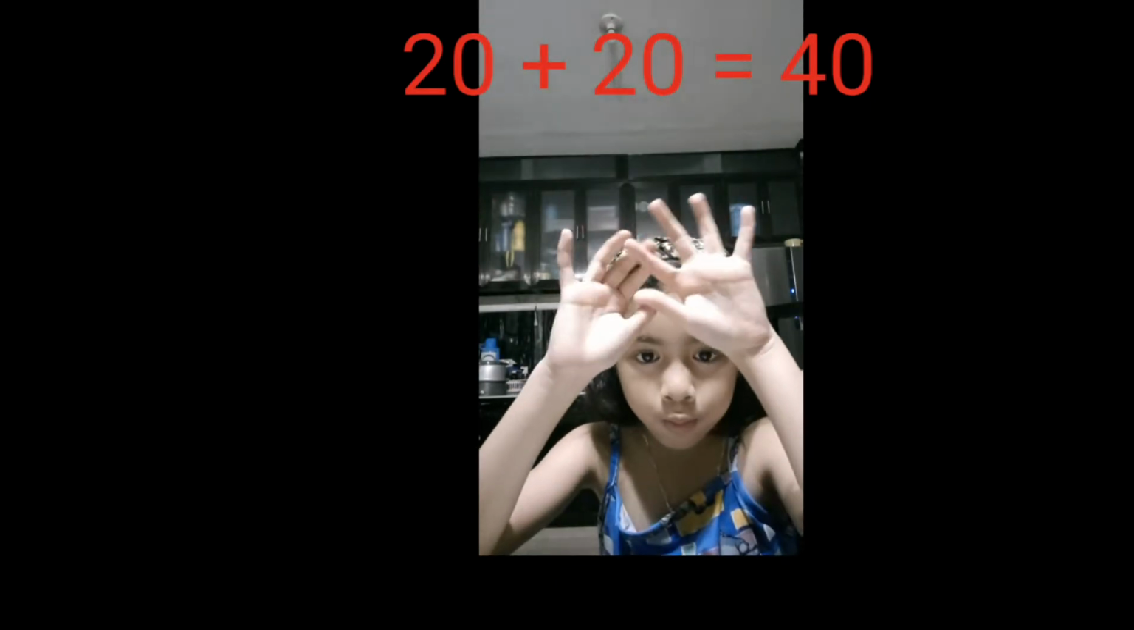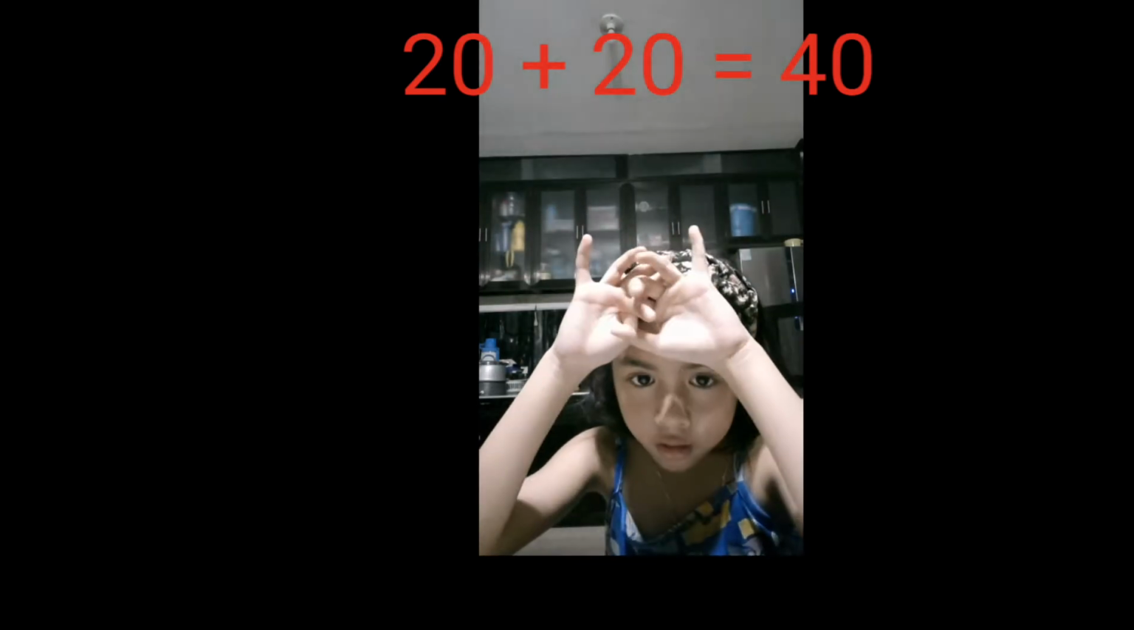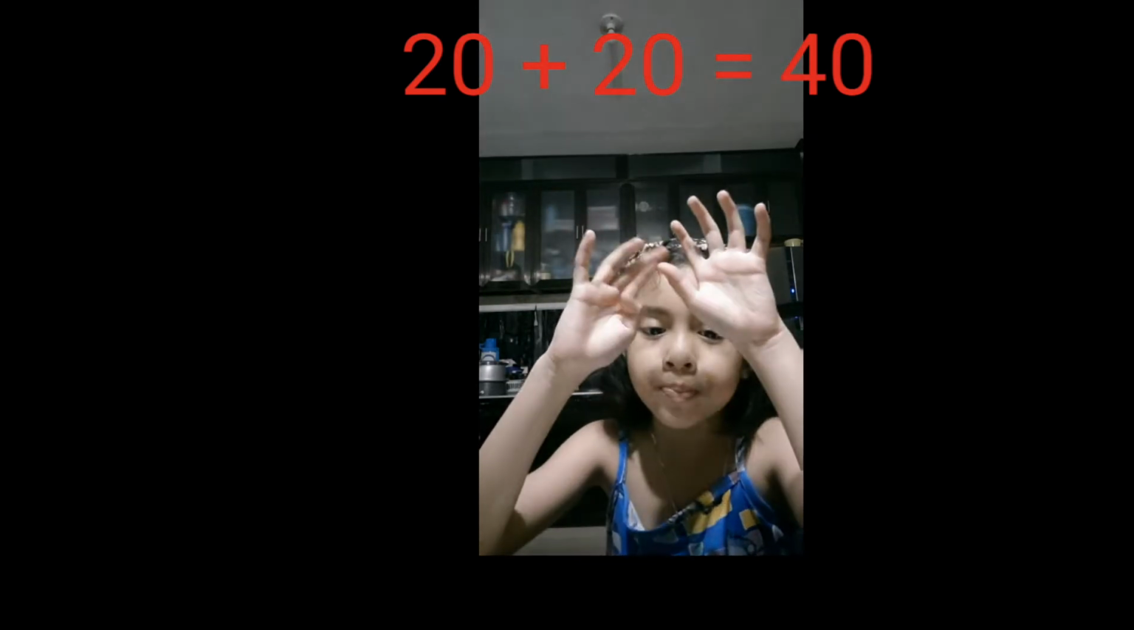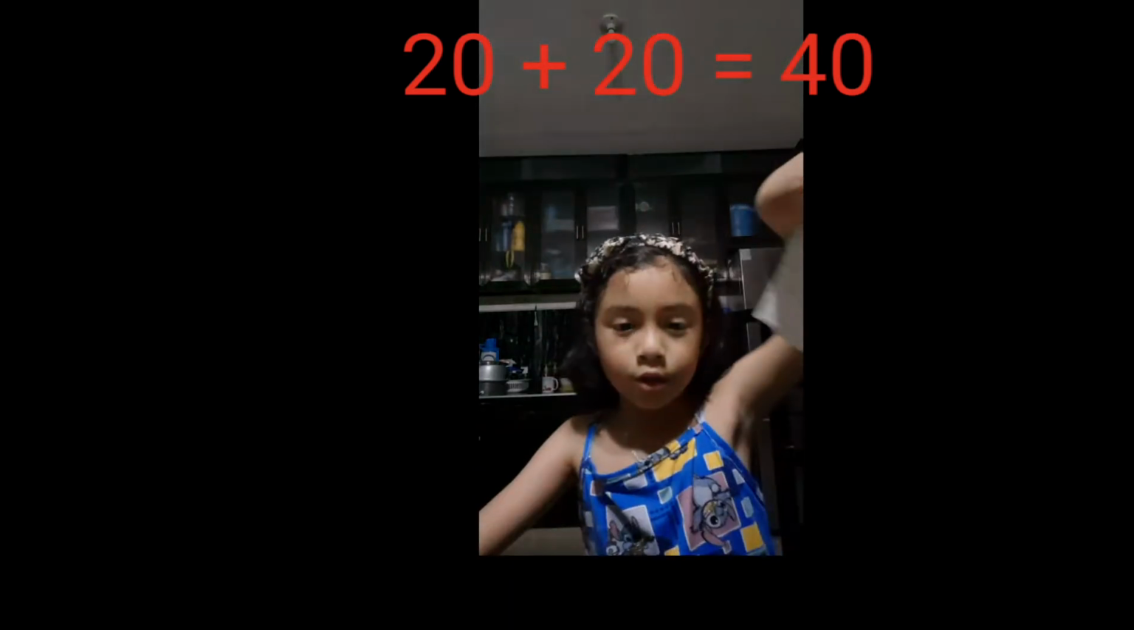Okay, so 20 plus 20, mag-a-add po kayo ng 10. 1, 2, 3, 4, 5, 6, 7, 8, 9, 10, 11, 12, 13, 14, 15, 16, 17, 18, 19, 20. So, yung isip po ay mag-ganto po. So, ito po yung gagawin natin. Maglalagay po tayo ng tens.